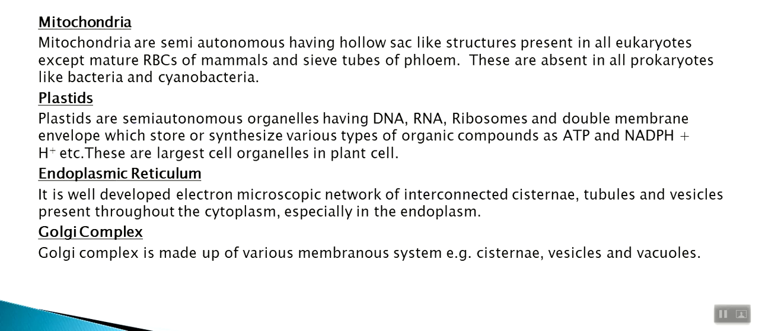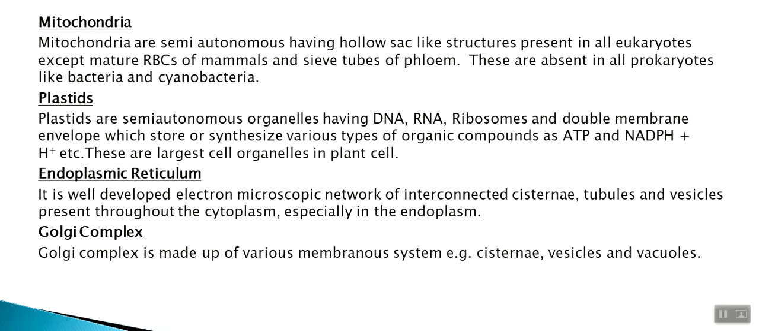Mitochondria are semi-autonomous, hollow sac-like structures present in all eukaryotes except mature RBCs of mammals and sieve tubes of phloem. These are absent in all prokaryotes like bacteria and cyanobacteria. Plastids are semi-autonomous organelles having DNA, RNA, ribosomes and double membrane envelope which store or synthesize various types of organic compounds such as ATP and NADPH + H+. These are the largest cell organelles in plant cells.